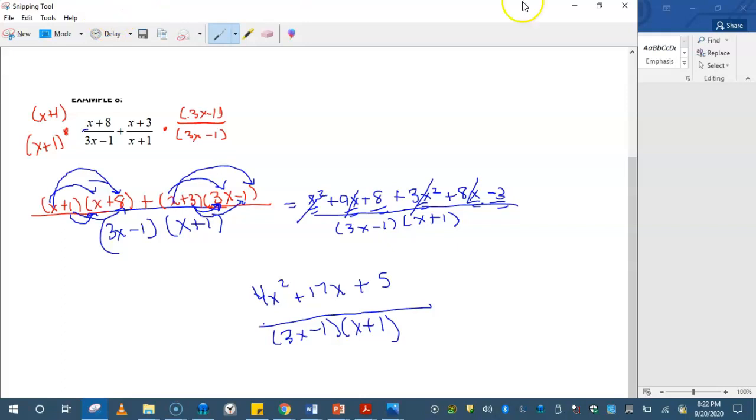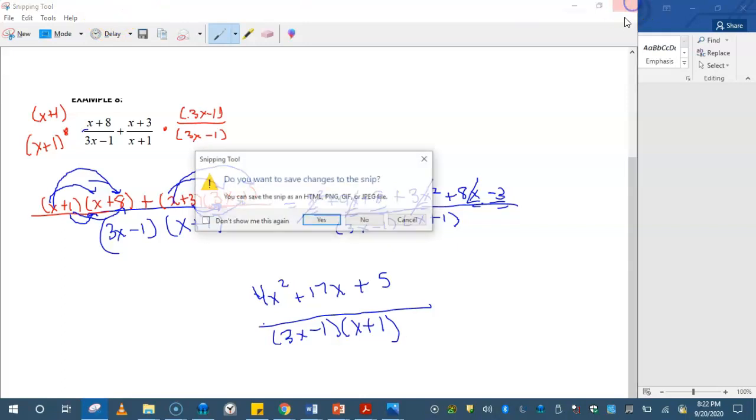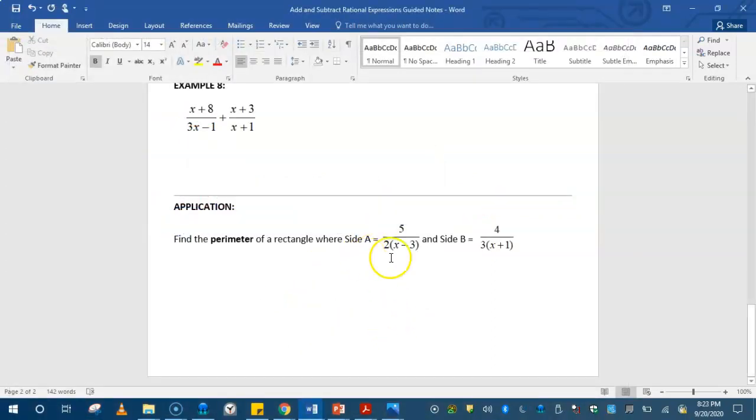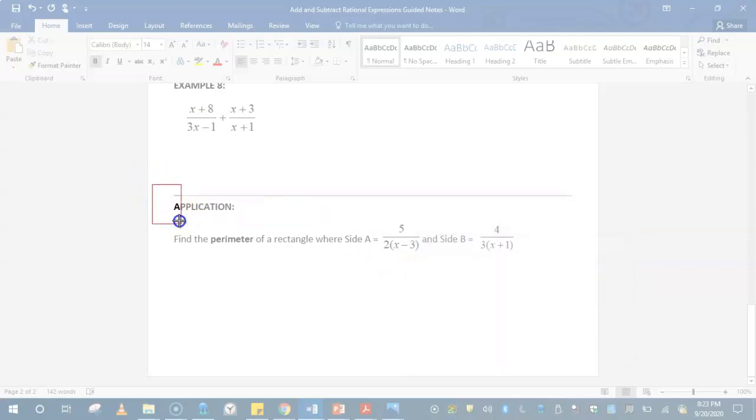Perfect, perfect, perfect. No, we don't need to save this. Nope. Let's do our last thing, our application. Here we go. Application. Put in some application.